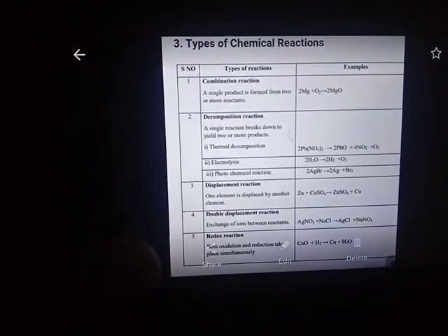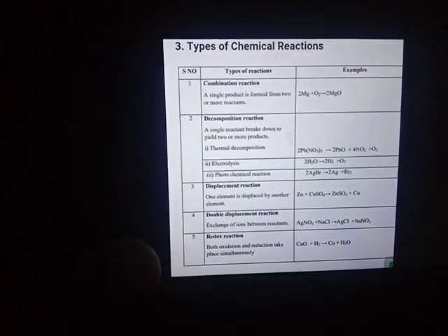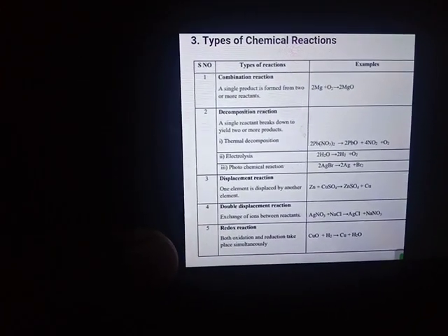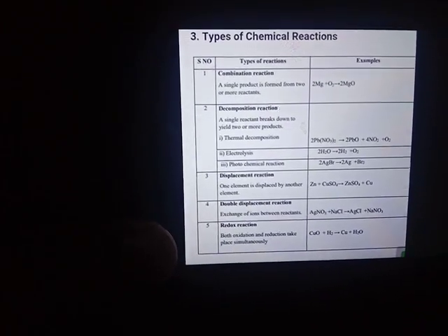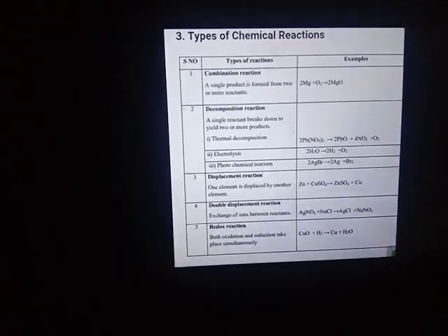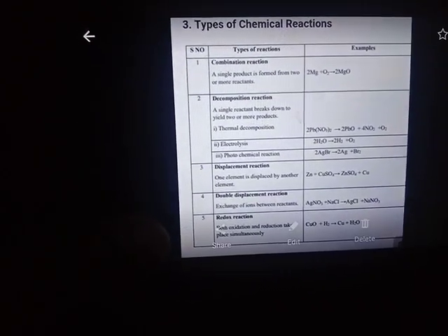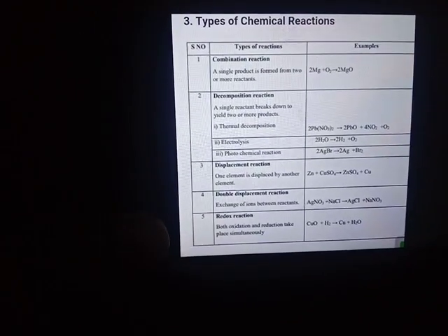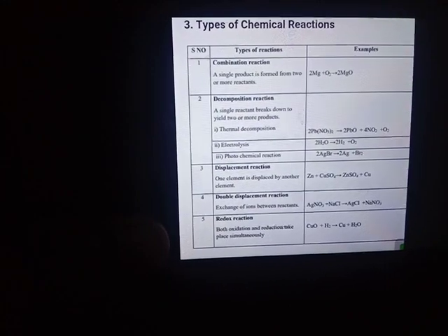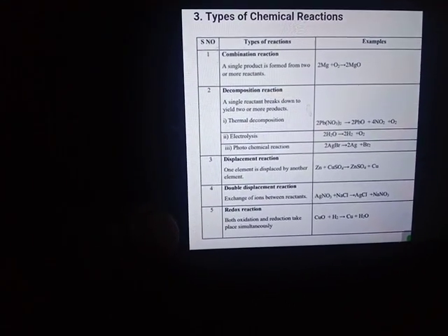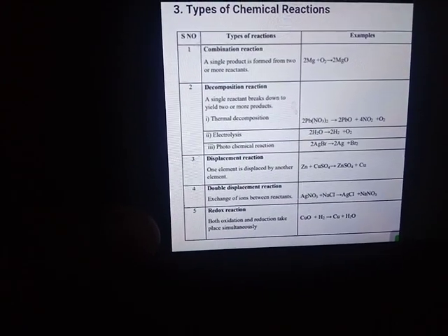Next is decomposition reaction. A single reactant breaks down to yield 2 or more products. Actually, this decomposition is just the opposite of combination reaction. So lead nitrate, when it is heated, gives lead oxide, nitrogen dioxide, and oxygen. Next is electrolysis. When water undergoes the electrolysis process, it can be decomposed into H2 and O2. Photochemical reaction: AgBr, silver bromide, undergoes decomposition to give silver and bromine.